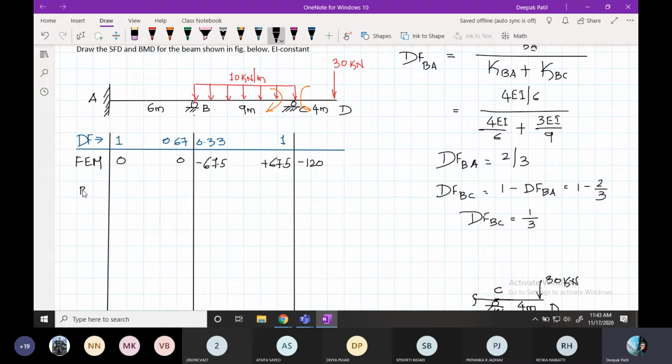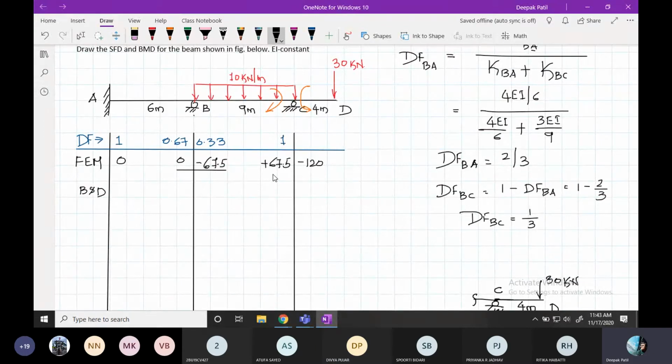So in the first cycle, the first step is balance and distribute. Will you balance this 0? Theoretically, are you supposed to balance this value? No, sir. Because A is originally a fixed support, so you should not balance that. But you need to balance these two.